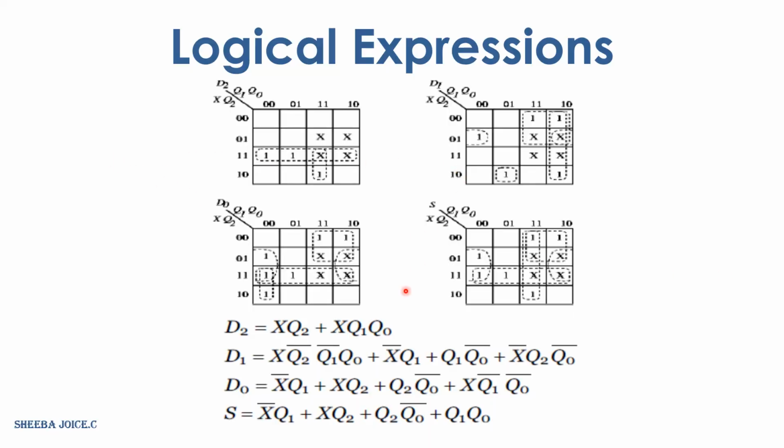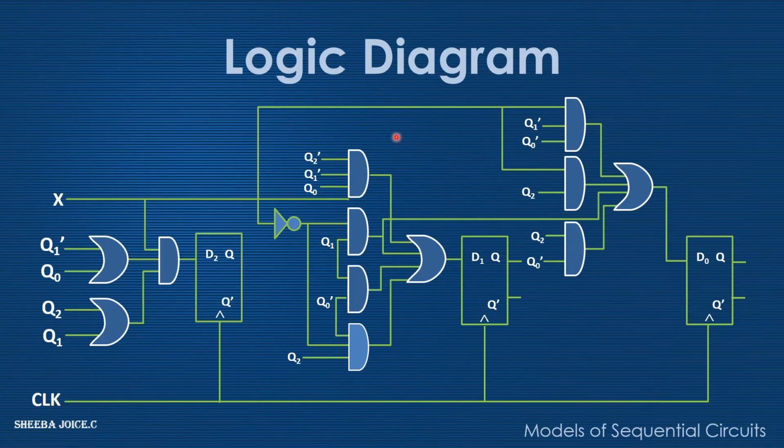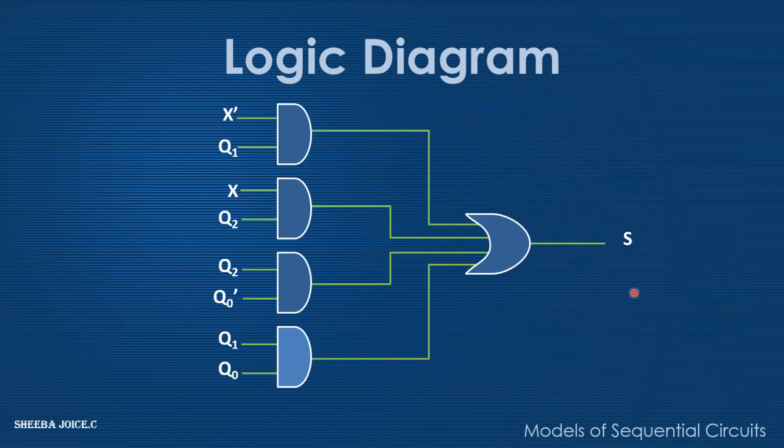These are the logical expressions. Using the K-map, we have derived the expressions for D0, D1, D2, the input equations of the flip-flops, and the output S. From these expressions, we can draw the logic diagram for the 3 flip-flops D0, D1 and D2. The input is going to be X, and the clock signal is common for all the 3 flip-flops because this is a synchronous sequential circuit. And this is the logic diagram for the final output S.